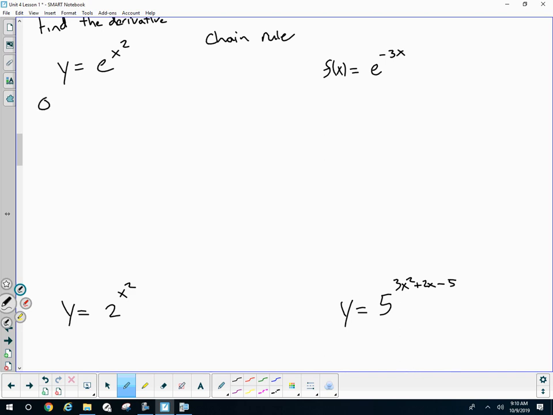Now we've got to talk about outsides and insides. Well, in this case, if I have e to the power, we would consider that to be the outside, whereas the inside would be the power. And watch what happens when you take the derivatives of the outside and the inside and multiply those together. My y prime would be e to the power times the derivative of the power. What started out on the inside is x squared. So e to the x squared times 2x.